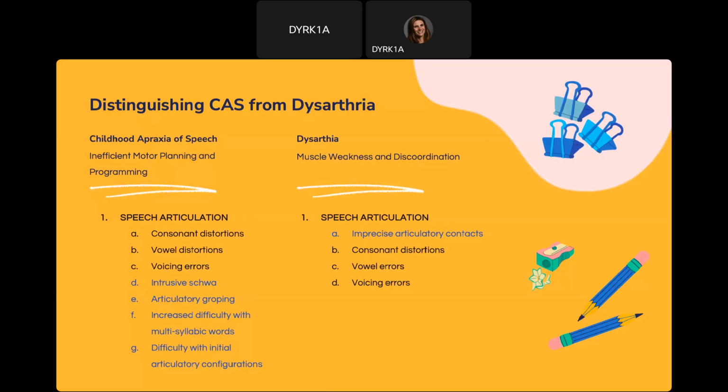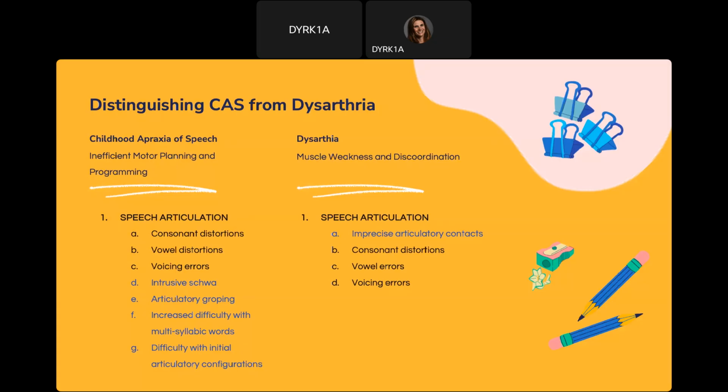Articulatory groping. I'm trying to figure out how to put my tongue in my mouth in the right spot for that word. So if I'm going to say shoe, I might go shoe. So I'm kind of searching. You can see my mouth kind of figuring out where to go. Similar to being in a dark room and you're not quite sure where things are, just trying to figure out the path.